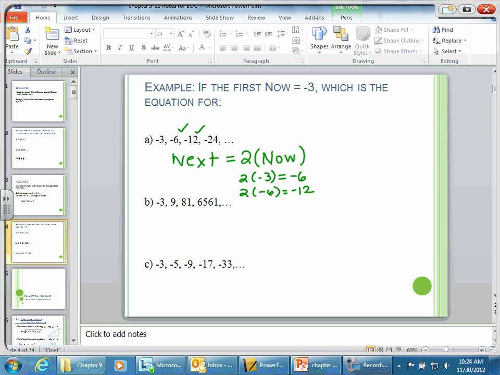All right, so let's see. Maybe some of you are trying to add or subtract or multiply. But here I can see, well, -3 squared is 9. 9 squared is 81. And 81 squared is 6,561. So what do we do? We take the now and we square it. All right, let's look at this last one, part C.